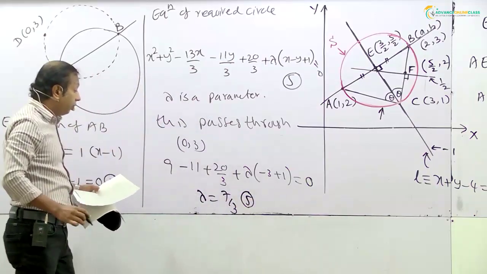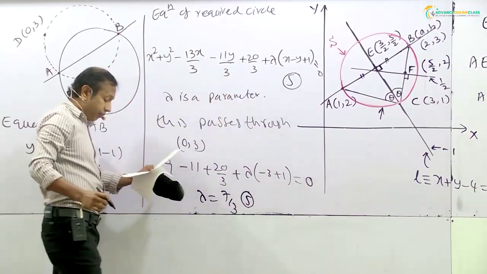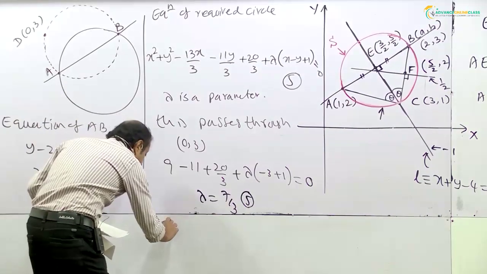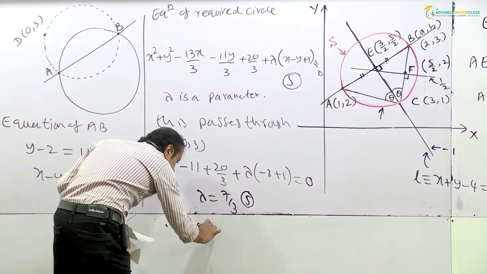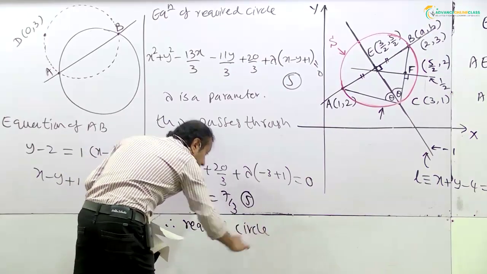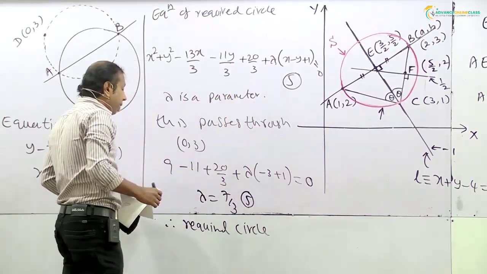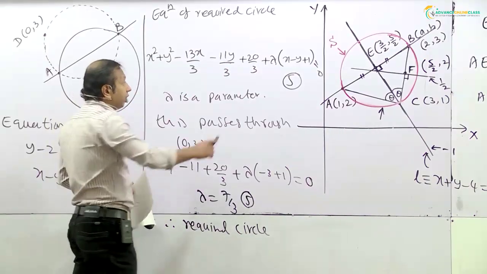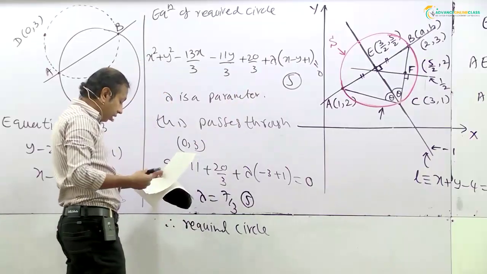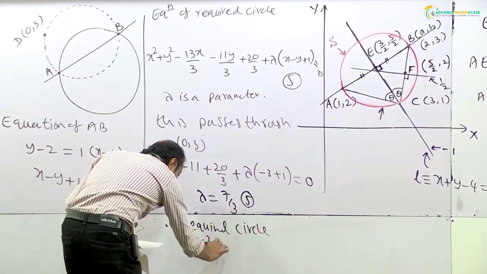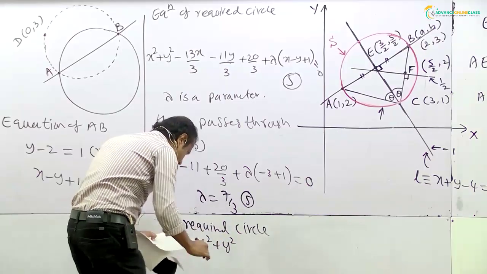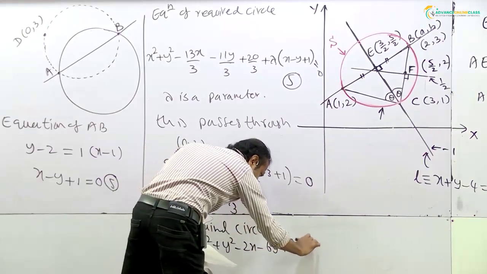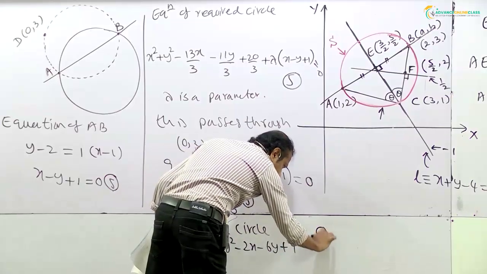Okay. Now this lambda, again, we have to put here. Then you get the required circle. Therefore, the required circle. All right, put lambda 7 by 3 here. I'm going to write the final answer. Put in 7 by 3 here. Simplify. Then you will get this answer. X squared plus y squared minus 2x minus 6y plus 9 equals 0. Right. For the final one, 5 marks.